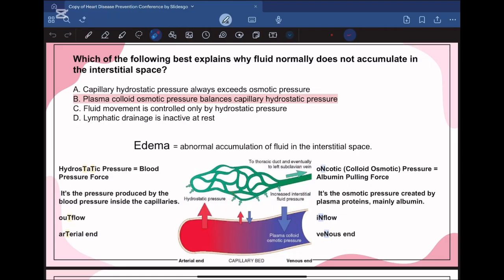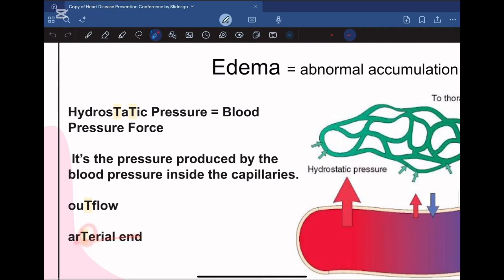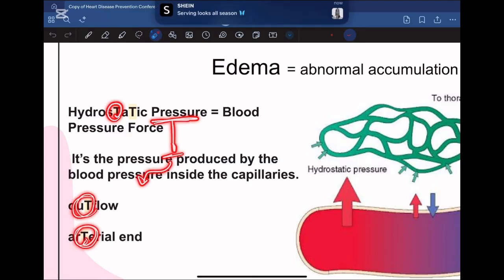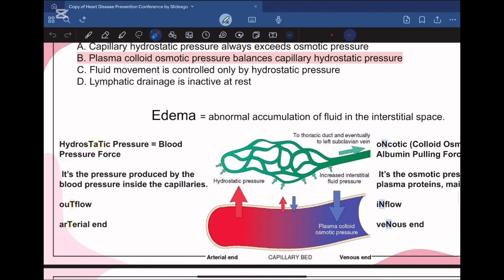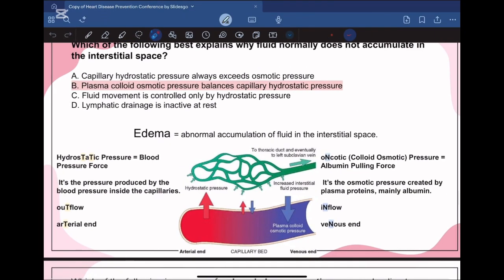And this mainly exceeds at the arterial end. I did this so we always remember that hydrostatic, with a T, exceeds at the arterial end, and outflow will happen, and it's mainly produced by what? By the pressure inside the blood vessel, by the blood pressure inside the blood vessel. Now for the oncotic pressure, we are done with the hydrostatic one, which is responsible for the outflow of the fluid.